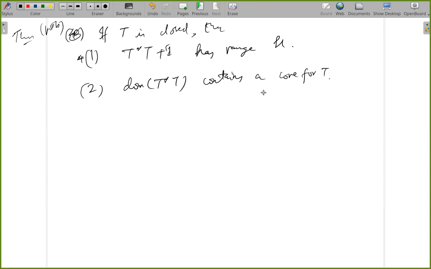No, you can always define T star, even if T is not densely defined, right? But that may not be... Oh, yes, that's right. Okay, so we do need that assumption that T is densely defined. So maybe let me include this as a 4 and a 5 then. So T is closed and densely defined.